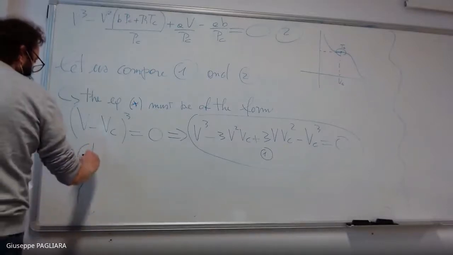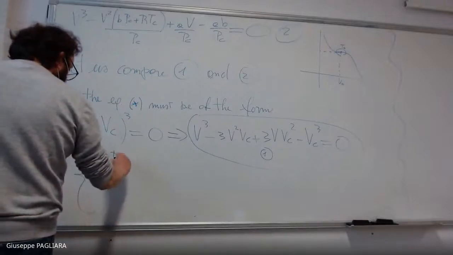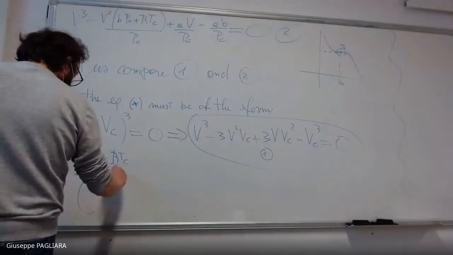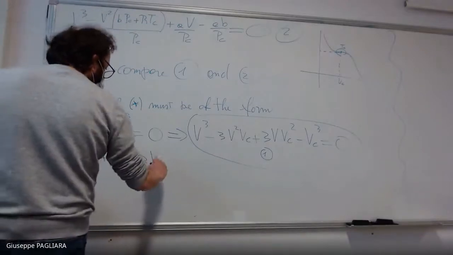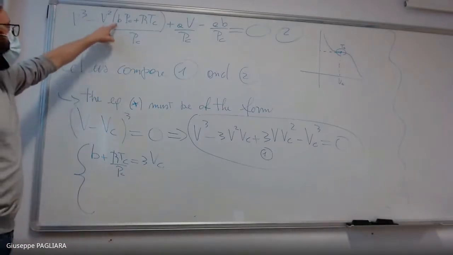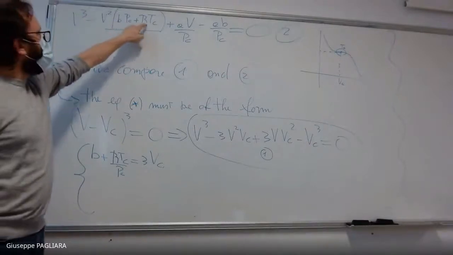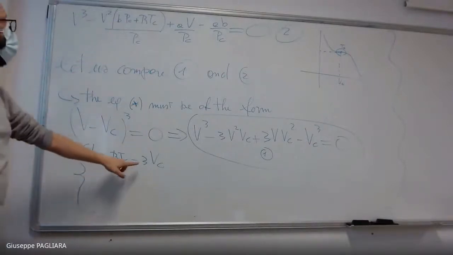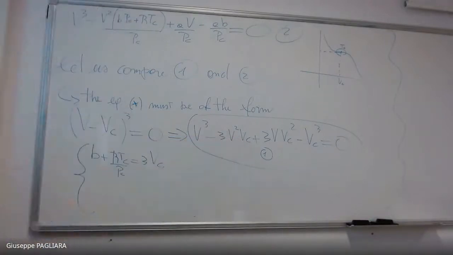The first one is B plus RTC divided by PC equal to 3VC. Okay, which is basically this. Okay, so we have PC, we can remove. We have B plus RTC divided by PC is equal to 3VC. Okay, just comparing 1 and 2.